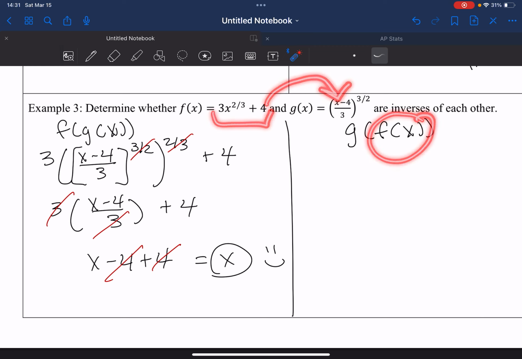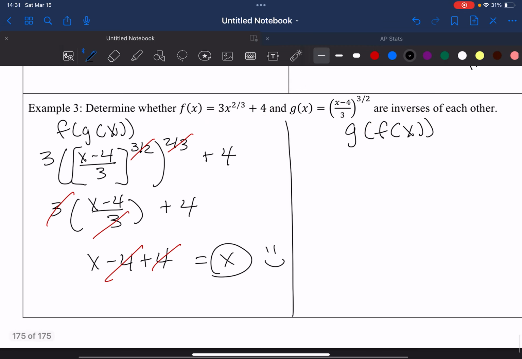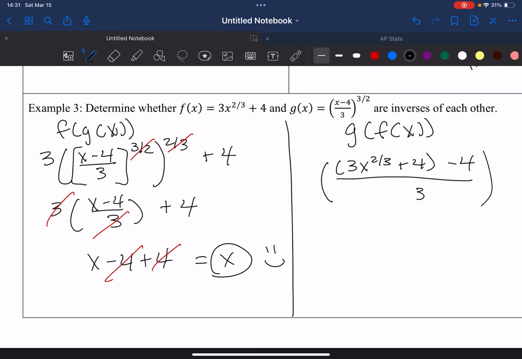Now we're going to take f of x, so this equation, and plug it into g of x anywhere we see an x. So we have parentheses instead of x. We're going to do 3x to the 2/3 plus 4 minus 4 over 3 to the 3/2 power. So first I'm going to simplify inside the parentheses. So 3x to the 2/3 plus 4 minus 4. Well, these 4's can cancel. So I'm left with 3x to the 2/3 divided by 3 to the power of 3/2.